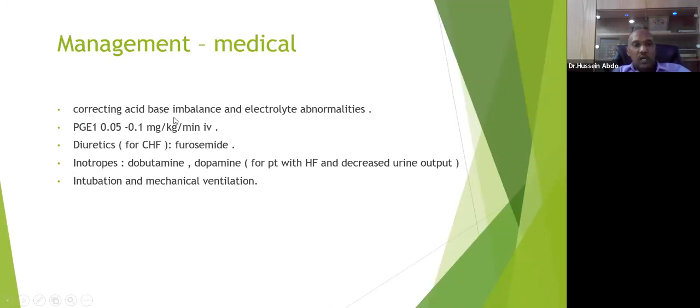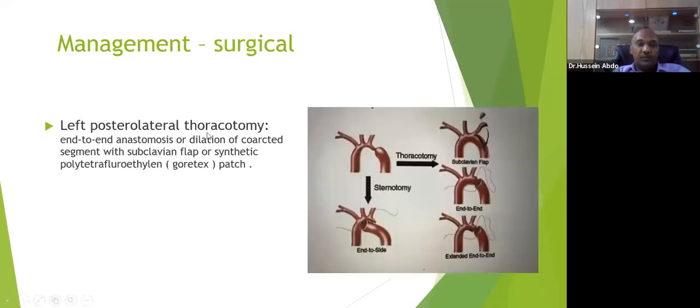Management, as we mentioned, we have to correct the acidosis and start prostaglandin as early as possible. Sometimes we need to shift this patient to the ICU to start inotropic support like dopamine or dobutamine. And occasionally they might need intubation.